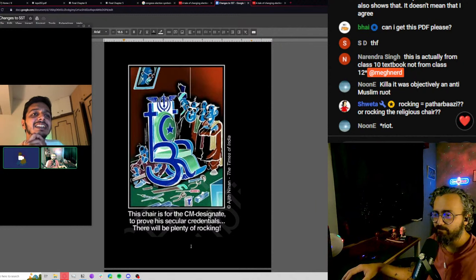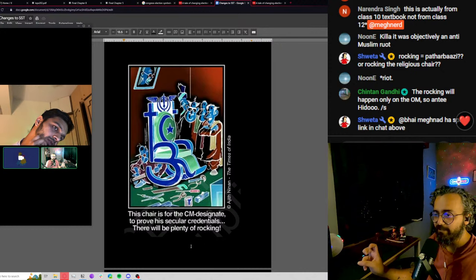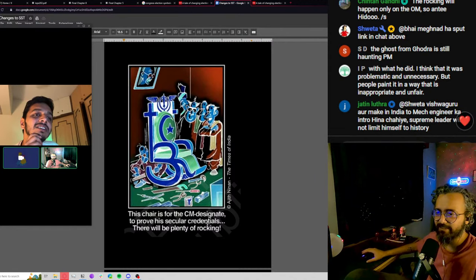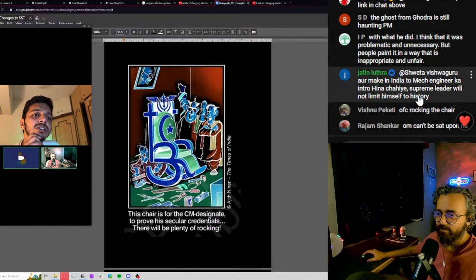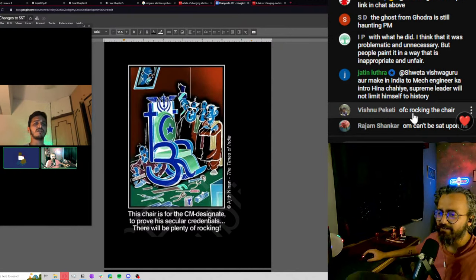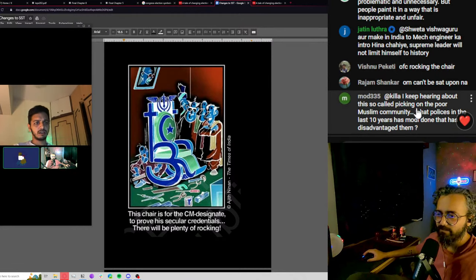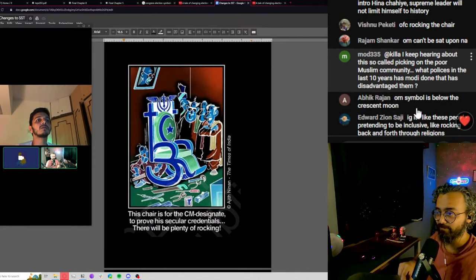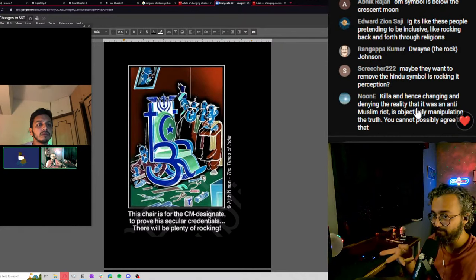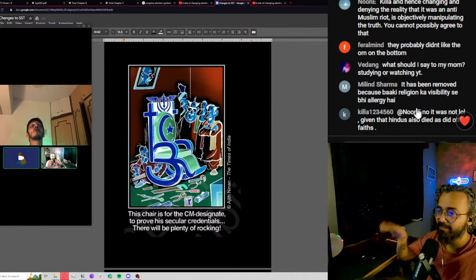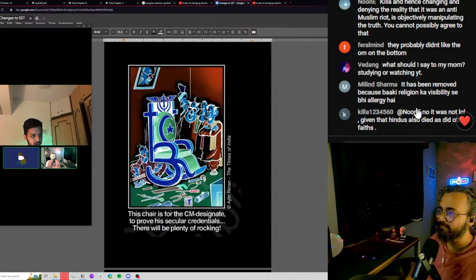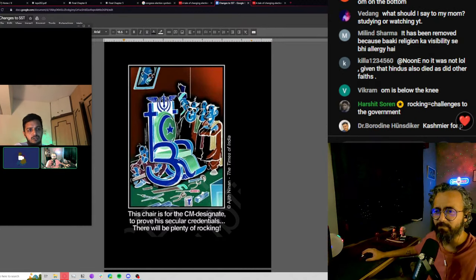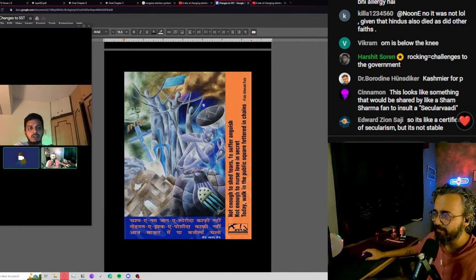Chat, what do you think? Oh, Shweta is saying rocking is equal to pathar bazi? No. Rocking the chair. Plenty of rocking, or it won't be stable. Rajam has a point. The Om symbol is the one that you are sitting on, because that is what is forming the feet and the armrest. Yes, actually, that makes more sense. Interesting. Also so petty. But theek hai, I get it. Some people might get insulted.